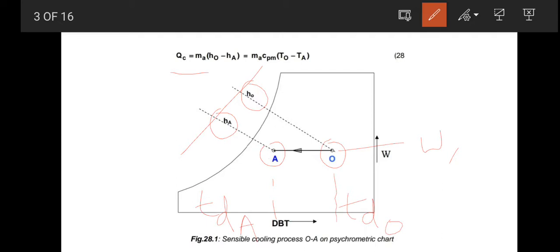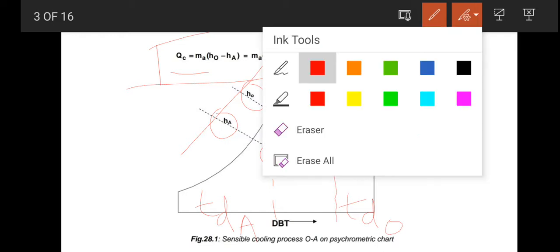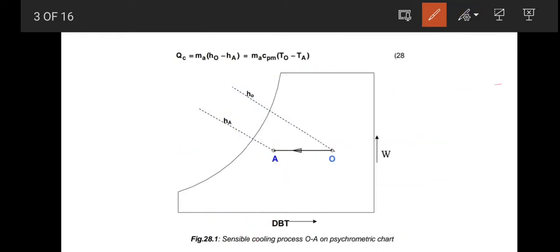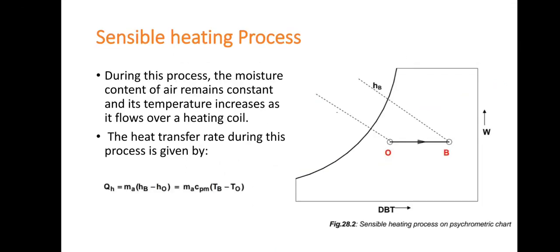So by using this formula we calculate the heat removed from the moist air in the sensible cooling process. This is the first process of psychrometry. Now the next process is a similar process but the reverse case. This process is the sensible heating process.